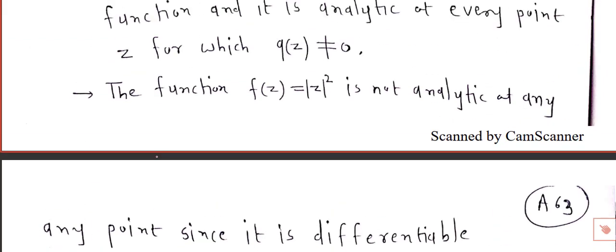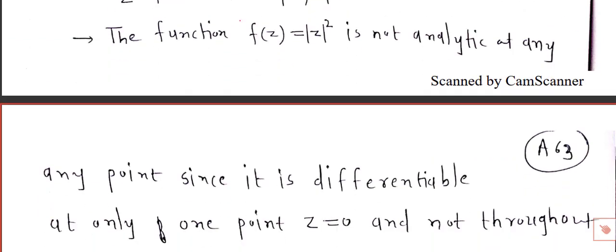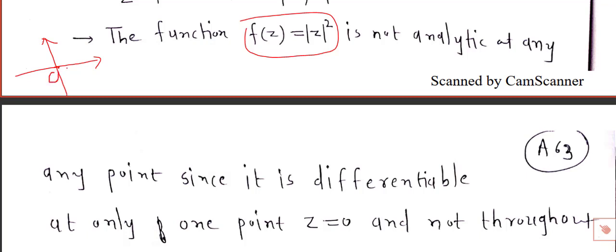Let us consider another example. We have discussed this mod z square function. In earlier lectures we have shown that the function mod z square is differentiable at only one point, the origin. So we know that mod z square is differentiable at z equal to 0 only. So it is not differentiable at every non-zero point. If z is non-zero, then mod z square is not differentiable.